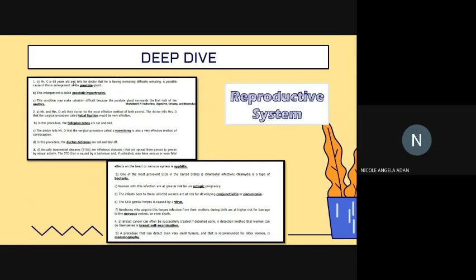The STD that is caused by a bacterium and, if untreated, may have serious or even fatal effects on the heart or the nervous system is syphilis. B. One of the most prevalent STDs in the United States is chlamydial infection. Chlamydia is a type of bacteria. Letter C. Women with these infections are at greater risk of ectopic pregnancy.